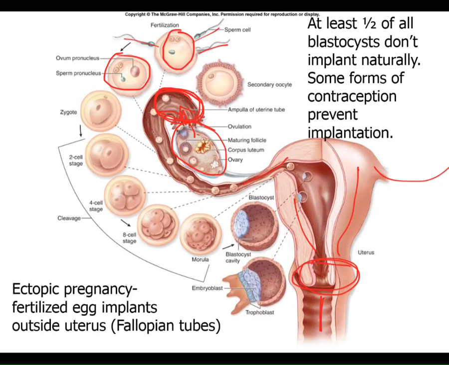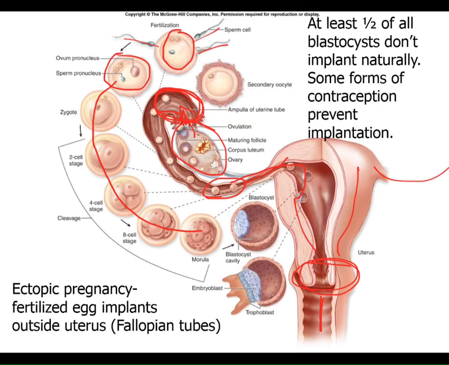So that zygote's undergoing cleavage. It's going to undergo mitosis. 2, 4, 8, 16 cells. That zygote is dividing, that embryo is dividing. And by the time the embryo reaches the uterus, it takes about 5 or 6 days for this journey. And during that 5 or 6 day journey down the fallopian tube, the cells are dividing.